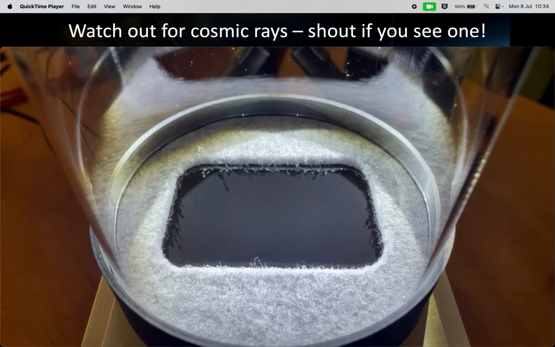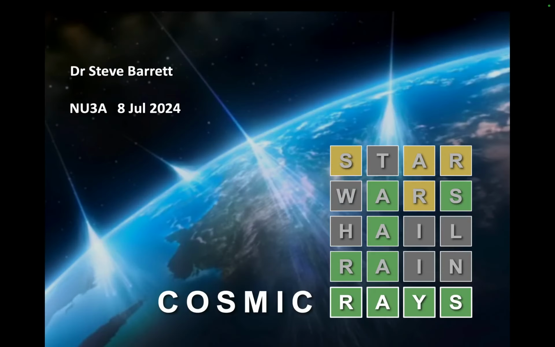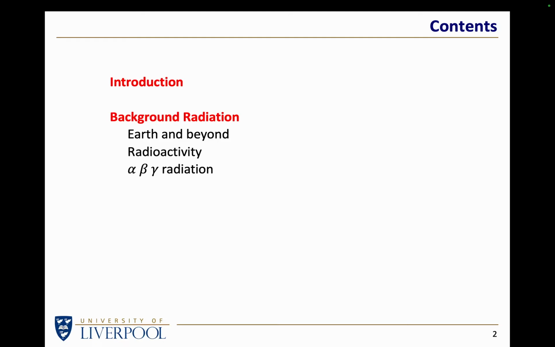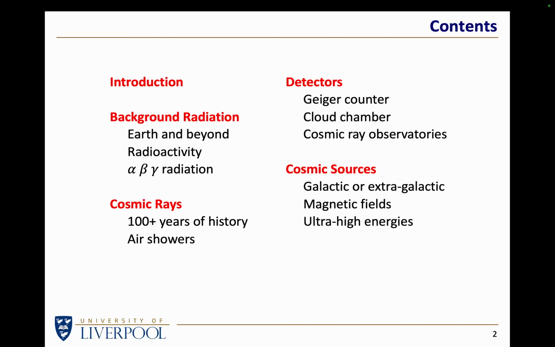Okay, so let's start the talk proper, otherwise we're going to be here all morning. What I'm going to be covering this morning is a little bit of background, because rather than talk immediately about cosmic rays, I think it helps to give a little bit of context and talk about radiation from the Earth. Radioactivity, alpha, beta, gamma radiation. Then I'll talk about cosmic rays. They were discovered more than 100 years ago now. And I'll be talking about how they are detected. Different types of detector, including the ones on the front bench here.